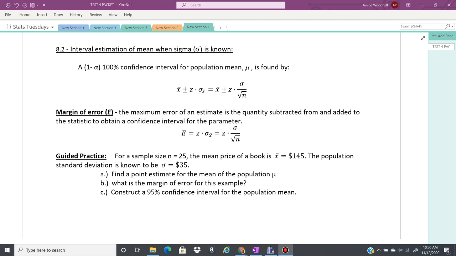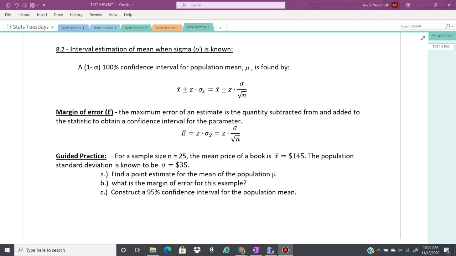All right, let's take a look at 8.2. We have interval estimation of a mean when we have a known sigma, which is our standard deviation. For a given confidence level, the interval for a population mean is found with this formula here. It's X bar, your mean, plus or minus your Z value times the standard deviation of your sample. And this is just reminding you that the standard deviation of your sample is the standard deviation of the population over the square root of the sample size.